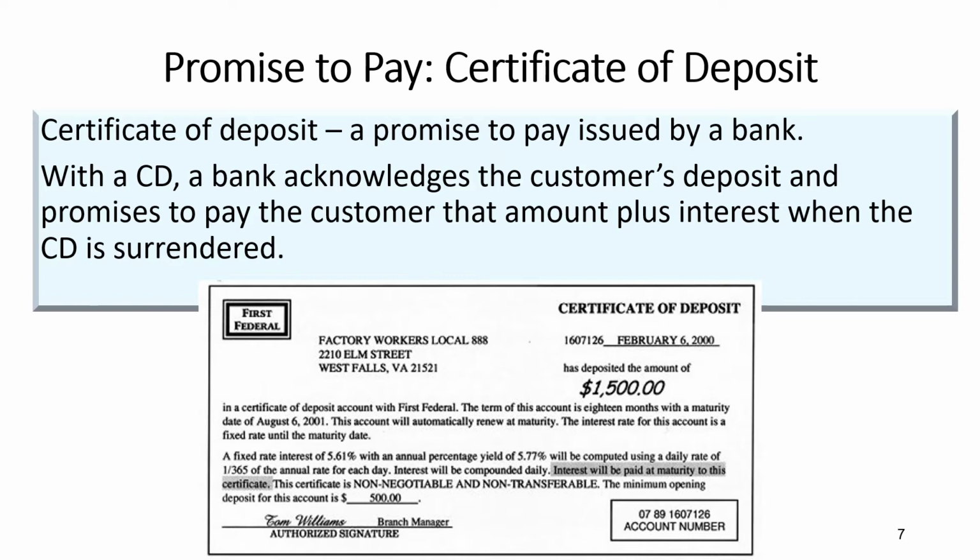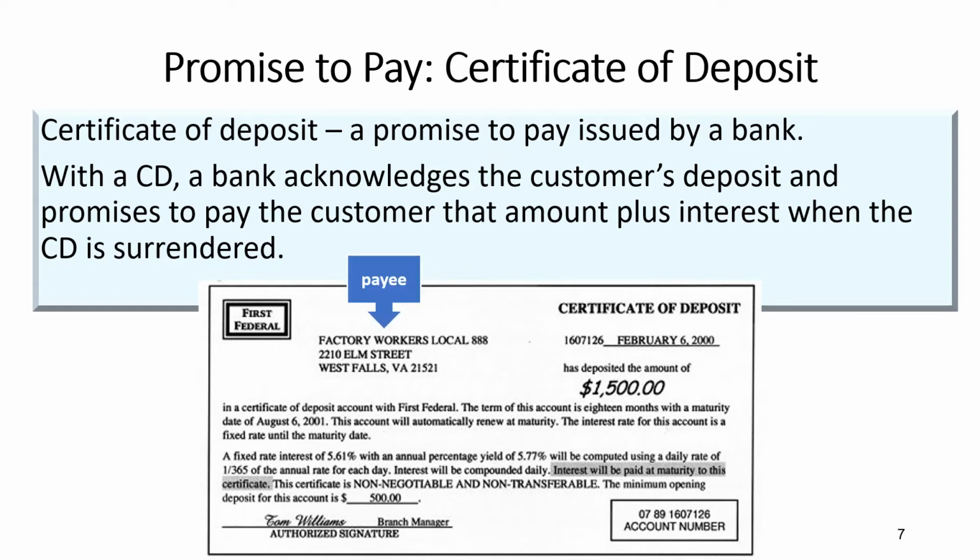Factory Workers Local 888, certificate of deposit, issued on February 6th, has deposited the amount of $1,500. Who has deposited the amount of $1,500? Factory Workers Local. That sounds like a labor union. In a certificate of deposit account with First Federal, the term of this account is 18 months with a maturity date of August 6, 2001. This account will automatically renew at maturity. The interest for the account is a fixed rate. And then it goes on to tell us how much the interest rate is.